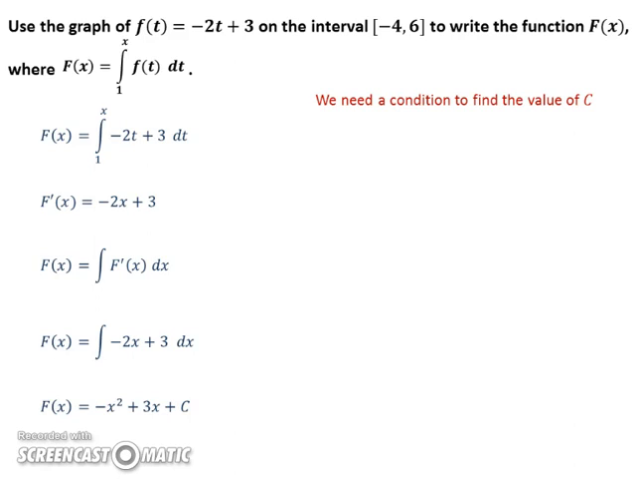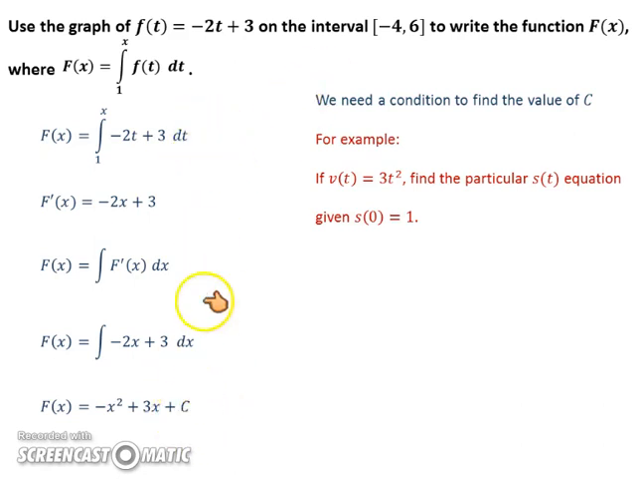I think that's where it was introduced. So for example, this is a sidebar. Pretend that we're not doing this problem for a minute. Let's just pretend that we have our velocity function is equal to 3t squared. And the directions are asking you to find the particular s of t equation given this initial condition.